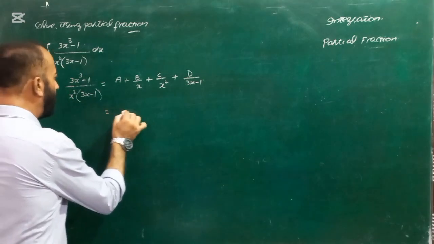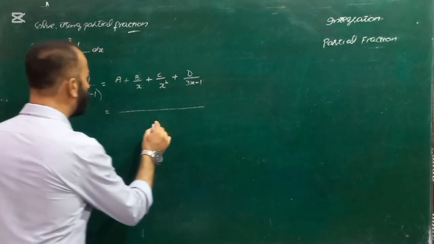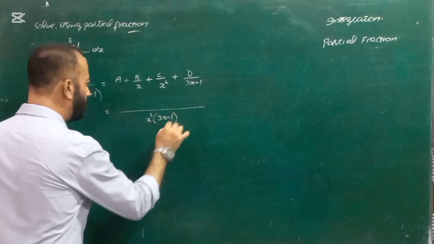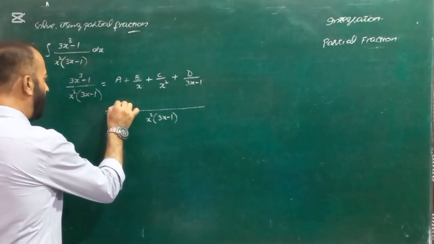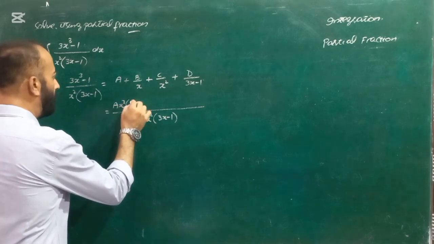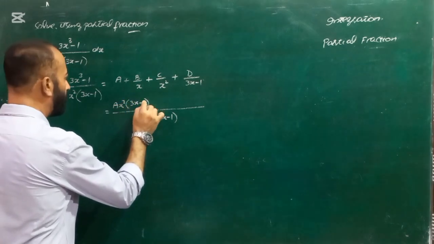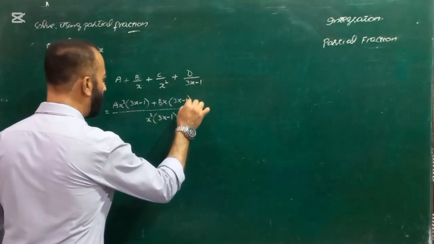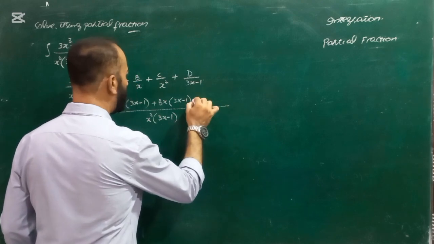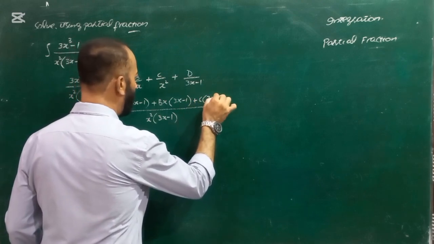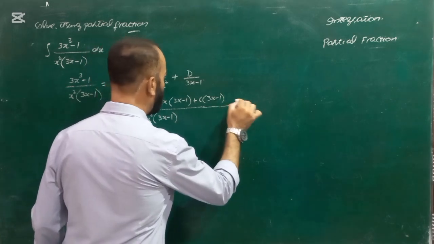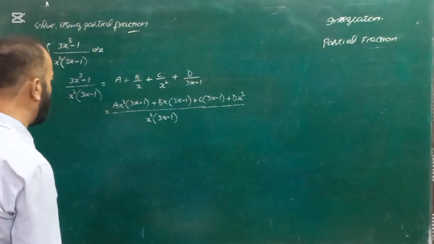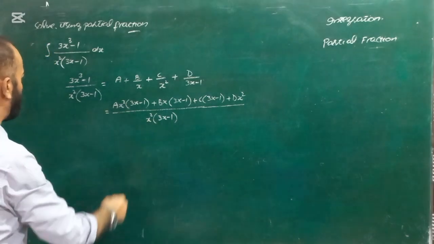So taking LCM on the right hand side, the LCM will be x square into 3x minus 1. So the numerator will be a x square into 3x minus 1 plus b x into 3x minus 1 plus c into 3x minus 1 and plus d x square. So this is the LCM that we have taken. So the denominator of both sides will be cancelled.